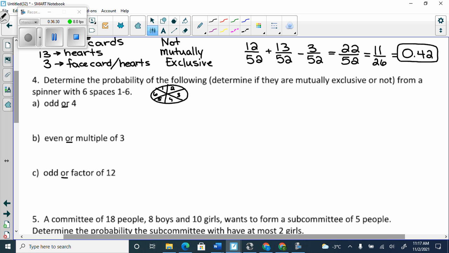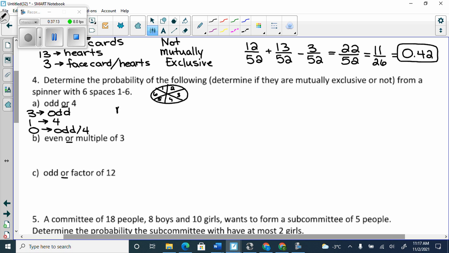Okay. Same thing. Instead of cards, we have a spinner. How many odd? How many of those numbers are odd? 3. How many are 4? 1. How many are odd and 4? How many odd numbers are 4? 0. Is 4 odd? No. So what is this question? Mutually exclusive or not mutually exclusive? Mutually, there's no overlap, right? Odd 4? There is none.